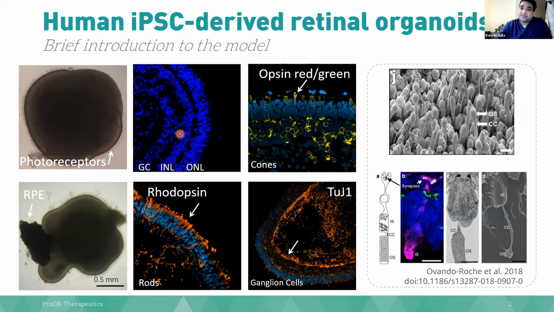Here is a cross-section of an organoid where the nuclei were stained with DAPI. You can clearly see the inner nuclear layer, outer nuclear layer, and the ganglion cell layer. In the next image, they are stained for cone photoreceptor marker, red-green opsin, and then for rod cell marker, rhodopsin. As you could see, these retinal organoids tend to contain more rods than cones.